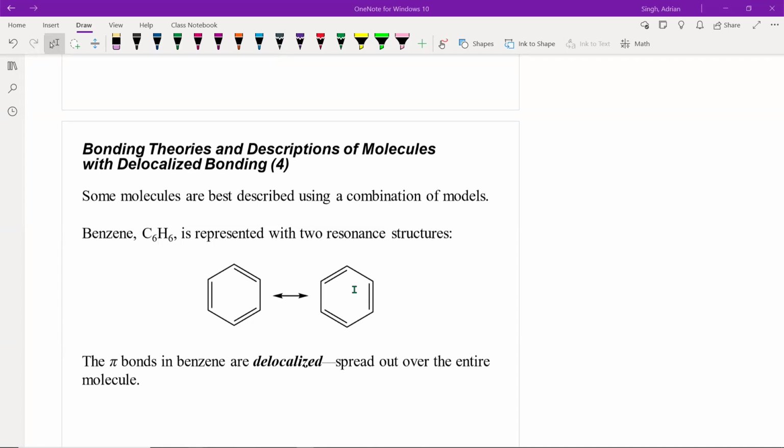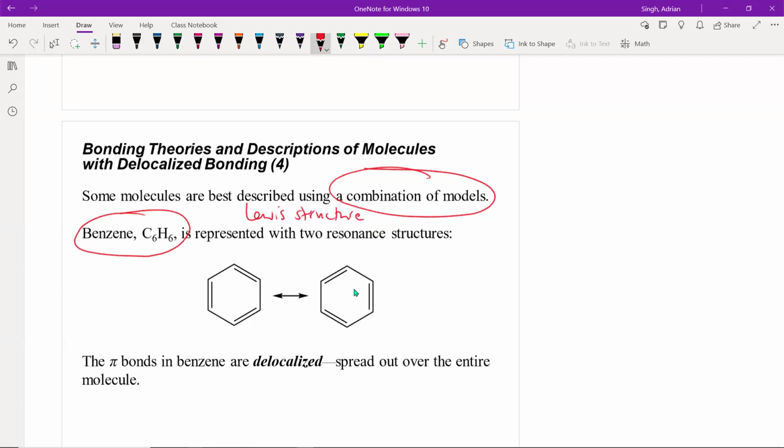In some cases, the bonding is described by using a combination of models. And a good example of this is in the case of benzene, which has the chemical formula C6H6. This can be represented when you draw the structure of benzene. We can draw the Lewis structure. So this is the Lewis structure. It can be represented using two resonance structures.